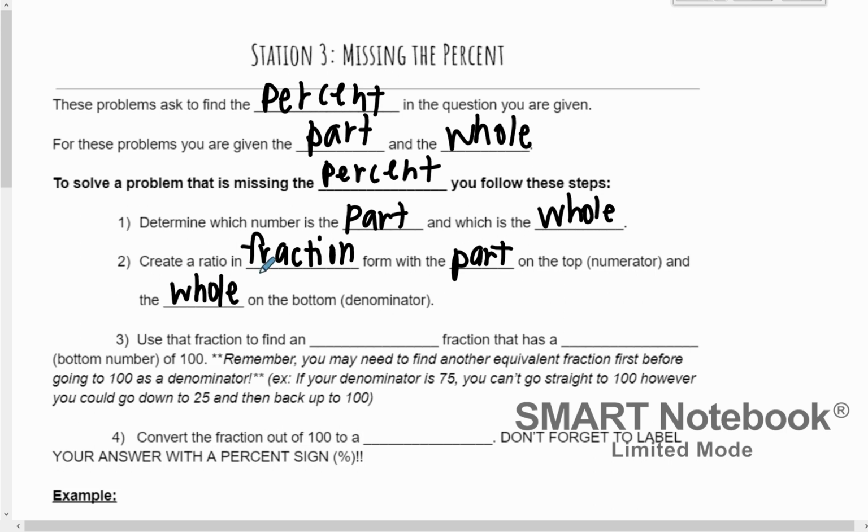Okay. We are then going to use that fraction to find an equivalent fraction that has a denominator, or bottom number, of 100. Okay, because then we can easily convert it to percent. Now remember, you may need to find another equivalent fraction first before going to 100 as a denominator. For example, if your denominator in your first fraction is 75, you can't count by 75s to get to 100. Okay, but you could go down to 25 and then get 25 to 100. So you might have a middle step.